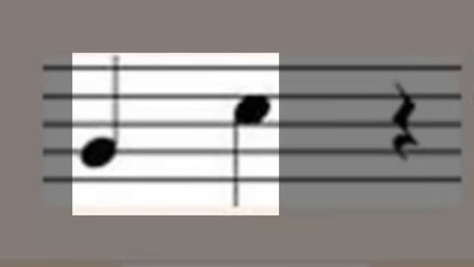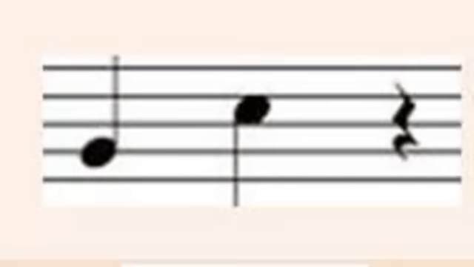The quarter note is a half note that's colored in. So our note head is colored in, and again, it has a stem. When it's below the middle line, the stem goes up. When it's above the middle line, the stem goes down.